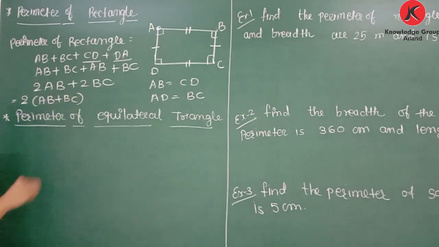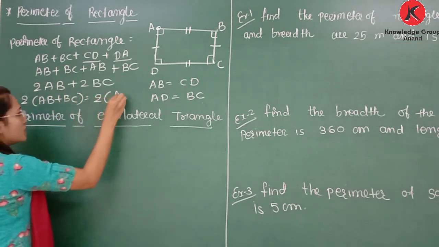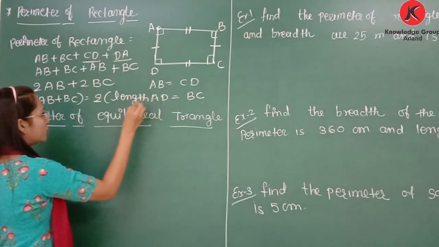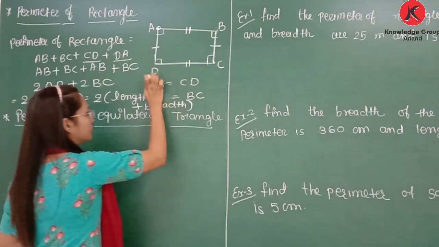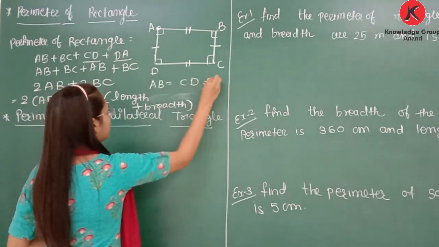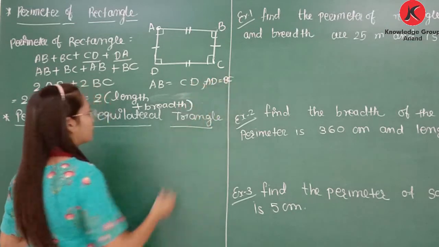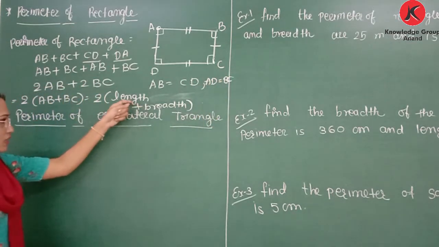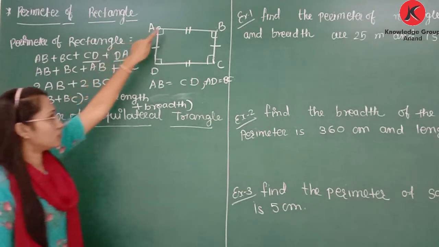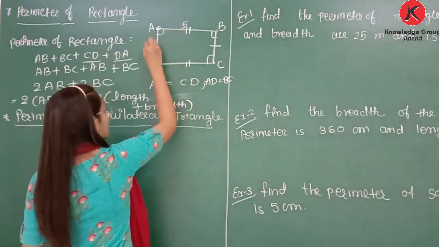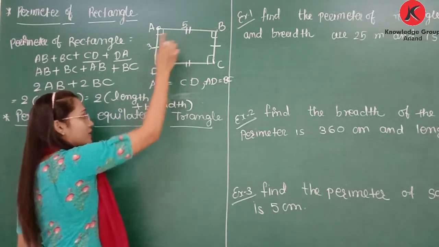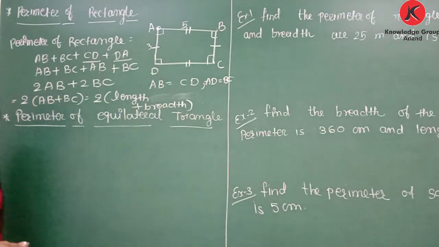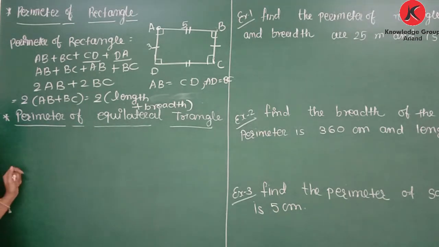So in general we can write it as 2 inside the bracket, length plus breadth. So if this side is 5 cm and this is 3 cm, what you need to do is add length and breadth, that is 8, multiplied with 2, so it is 16 cm. That is the perimeter if the measurements are 5 cm and 3 cm.